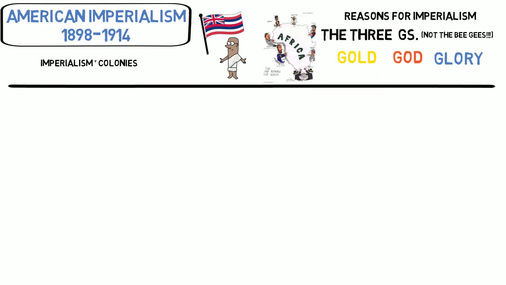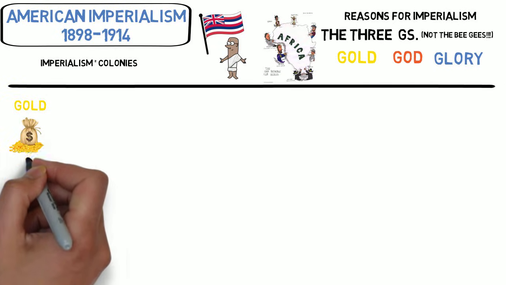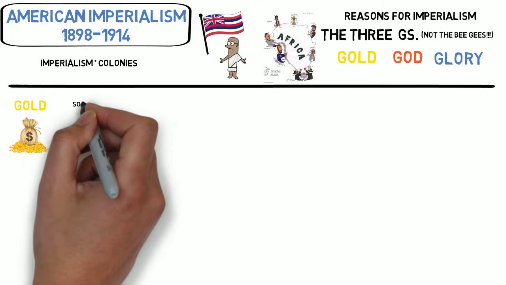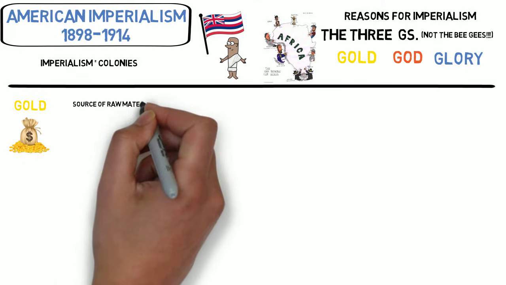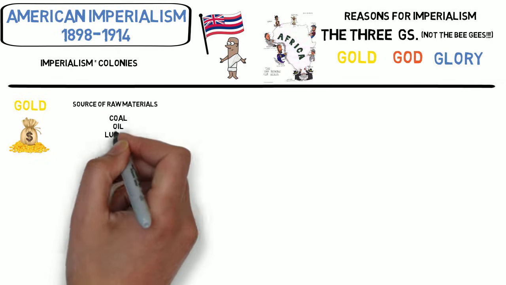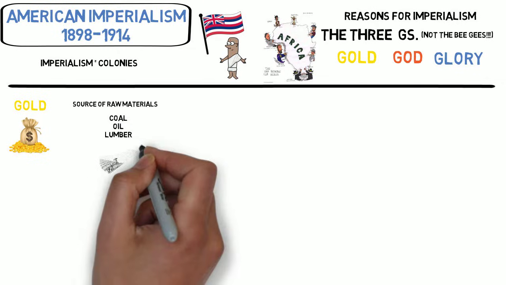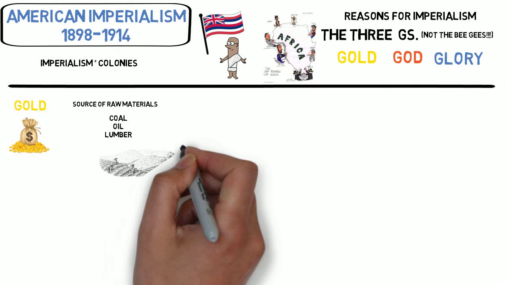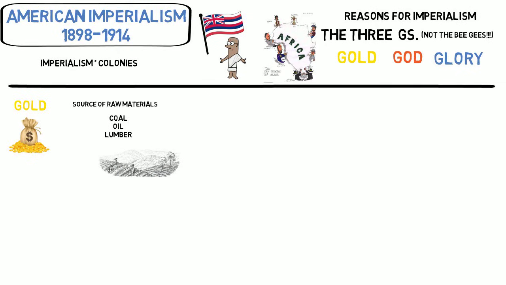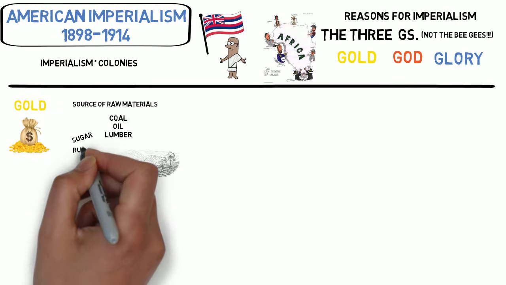Gold refers to the economic motivations of imperialism. When seeking to establish a colony, many countries were after a source of raw materials. A raw material is something like coal, oil, gold, or lumber. Raw materials are used to fuel the industrial and market economies in the West. Wealthy countries also wanted to establish colonies in warmer climates in order to build plantations that could grow cash crops such as sugar, cotton, rubber, or pineapples.